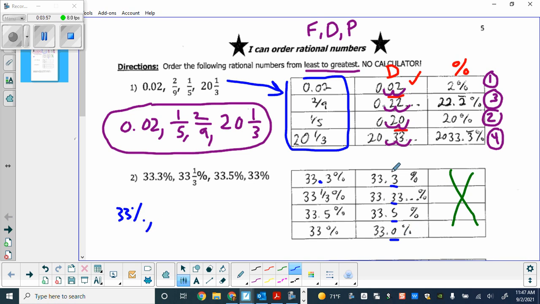All right, now the next thing I see here is a tie between my 3's. Now when it's a tie here, I'm just going to put a 0. And now I can see that this is smaller than the 3. So 33.3 comes next.